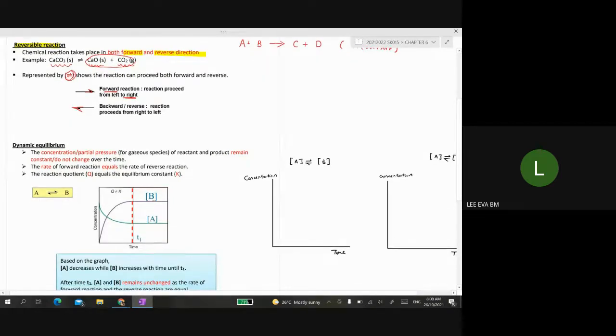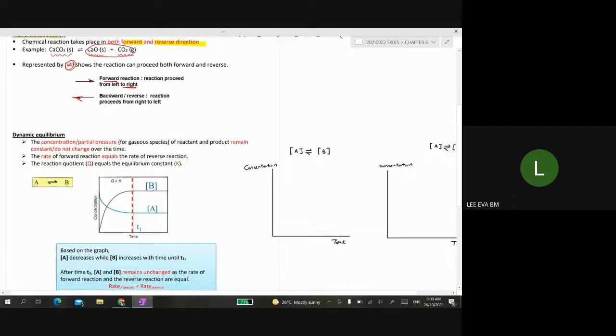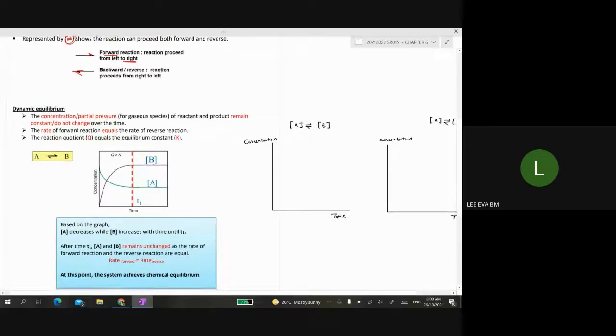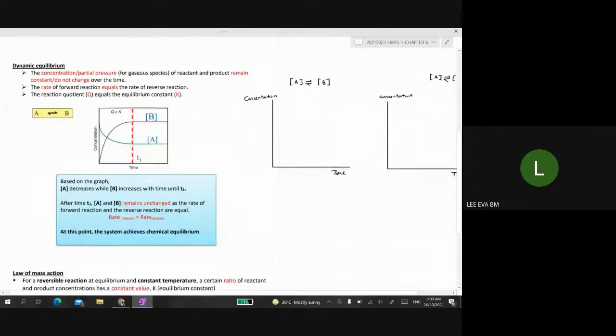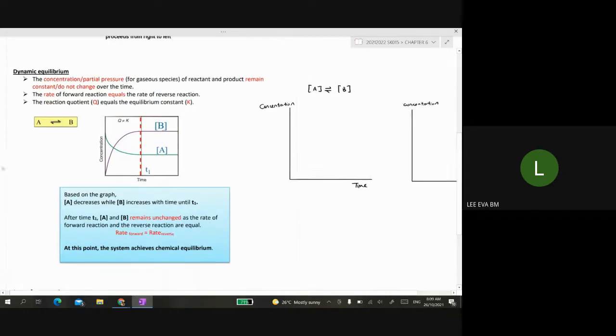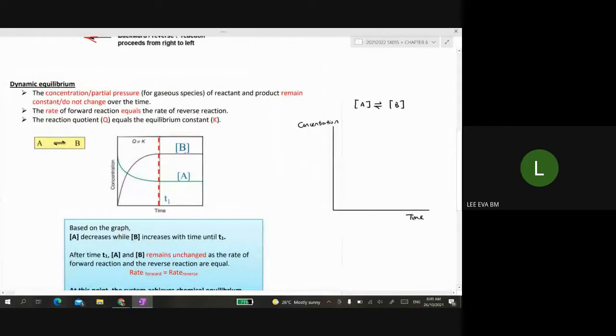When you have a reversible reaction, you will reach one point where the system is already at equilibrium. That means the forward reaction occurs at the same time as the reverse reaction, at the same rate. Here you have three points. For dynamic equilibrium, these are the three characteristics. If you want to know whether a system is in equilibrium, you look at these three points.